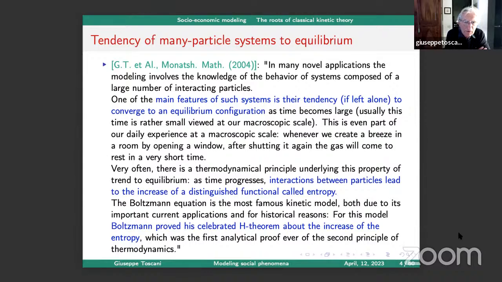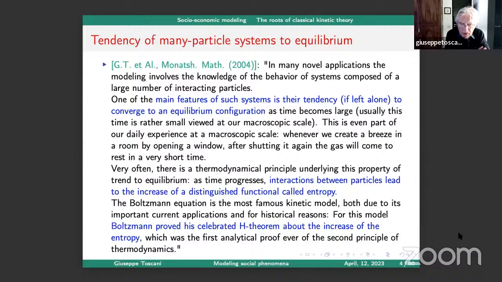This is even part of our daily experience at the macroscopic scale. Whenever we create a breeze in a room by opening a window, after shutting it again, the gas will come to rest in a very short time. Very often, there is a thermodynamical principle underlying this property of trend to equilibrium. As time progresses, interaction between particles leads to the increase of a distinguished functional called entropy.